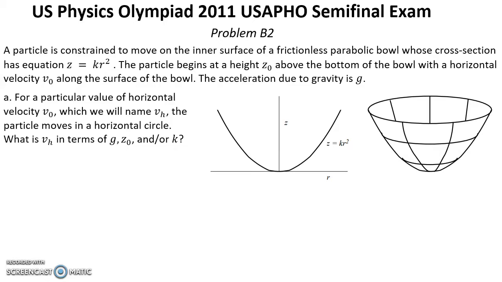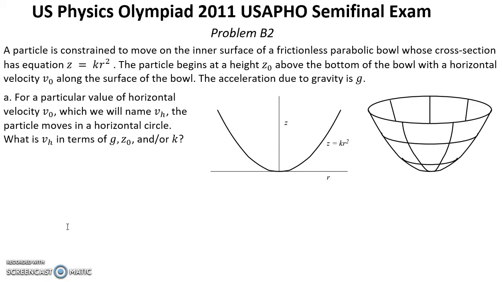A particle is constrained to move on the inner surface of a frictionless parabolic bowl whose cross-section has equation z equal kr squared. The particle begins at height z0 above the bottom of the bowl with a horizontal velocity v0 along the surface of the bowl. The acceleration due to gravity is g.